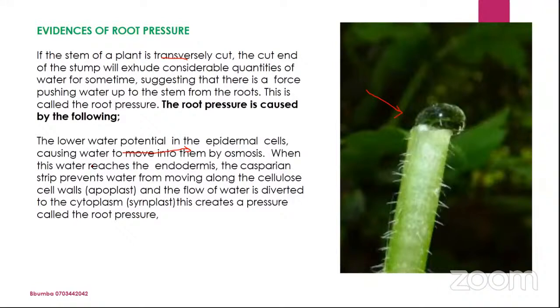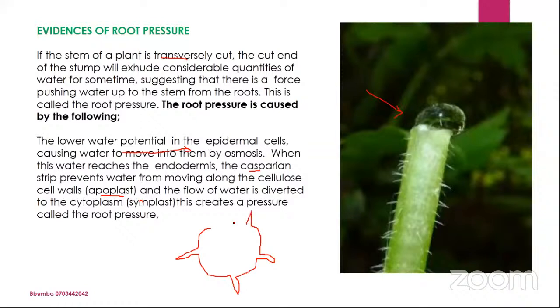Now, when this water reaches the endodermis, the Casparian strip prevents water from moving along the cellulose cell walls, that is the apoplast pathway, and the flow of water is diverted via the symplast. Now this creates root pressure. Please don't forget the transverse section, for some of you who were not here in the first lesson.